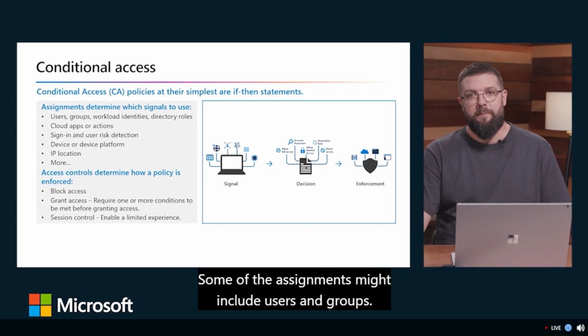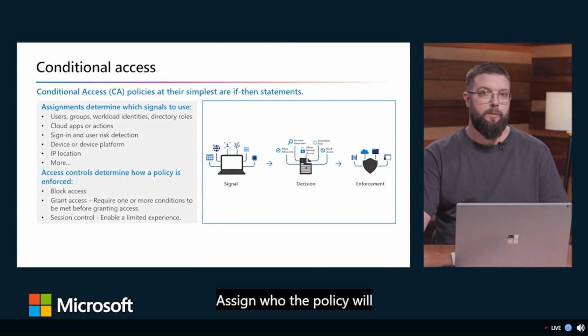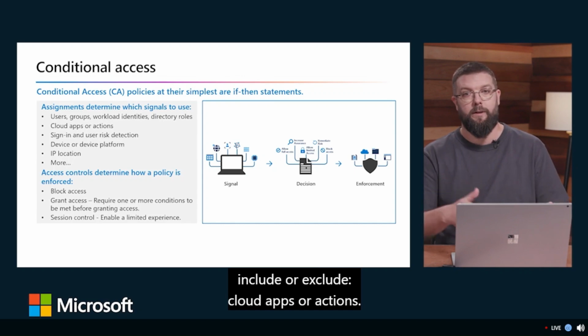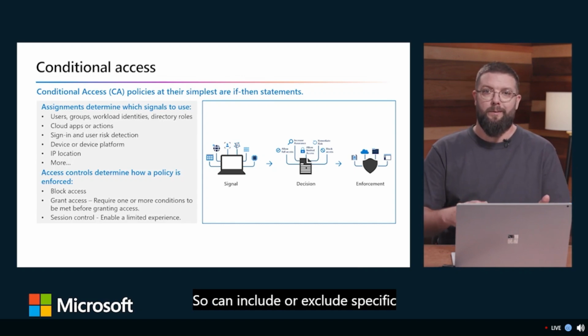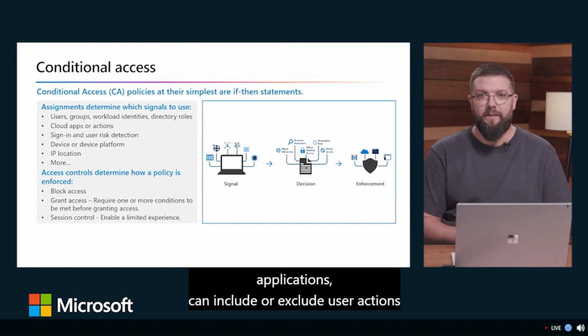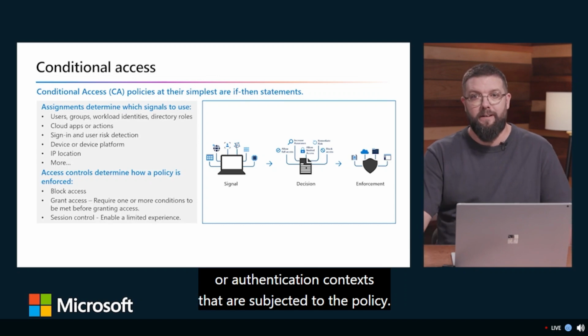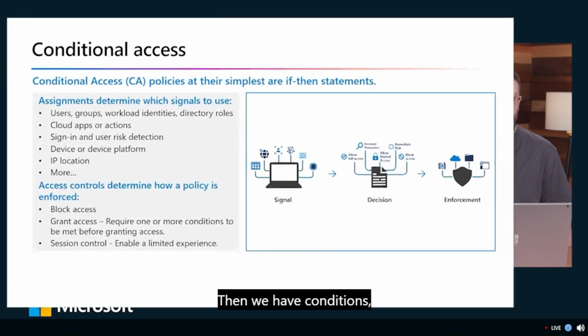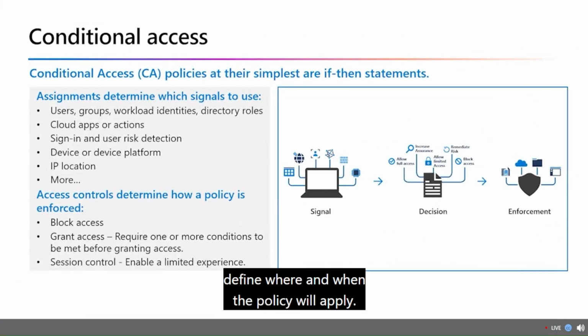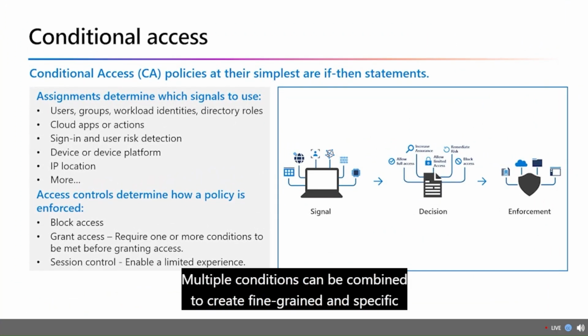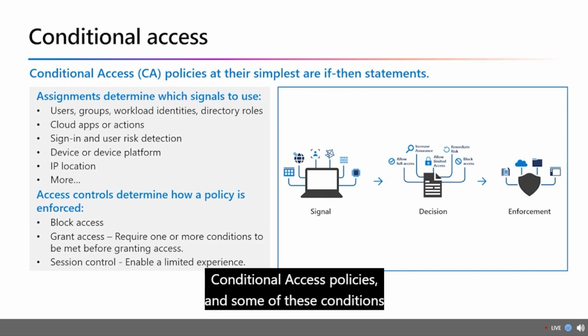So some of the assignments might include users and groups, to assign who the policy will include or exclude. Cloud apps or actions can include or exclude specific applications, and can include or exclude user actions or authentication contexts that are subjected to the policy. And then we have conditions, which define where and when the policy will apply. Multiple conditions can be combined to create fine-grained and specific conditional access policies.